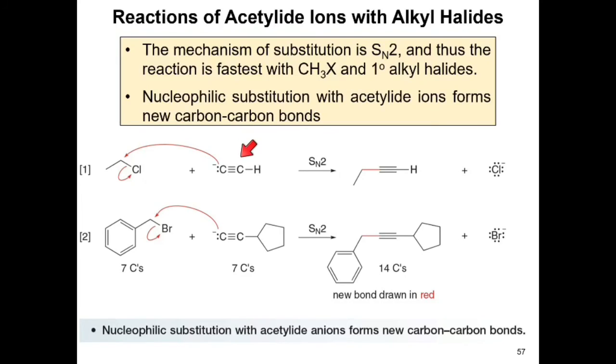So here you can see that we have an acetylide ion acting as a nucleophile, attacking this electron-deficient carbon atom, which results in the cleavage of the sigma bond between the carbon and the chlorine atom, which results in the formation of a new carbon-carbon bond. And again, this undergoes via SN2 mechanism.